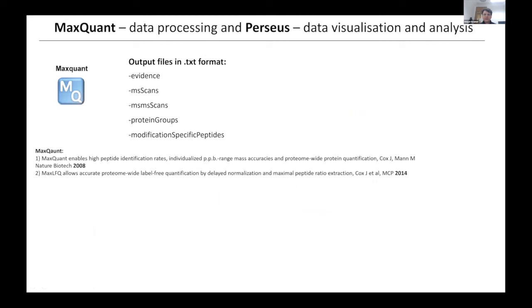And just to summarize this, essentially in MaxQuant there is a whole suite of tools that allow us to identify and quantify proteins through different methods, both label-free, SILAC, and isobaric labeling. This generates a whole set of output tables, and of these, the one that's most frequently looked at is the protein groups table that summarizes both the identification and quantification information at the protein level.